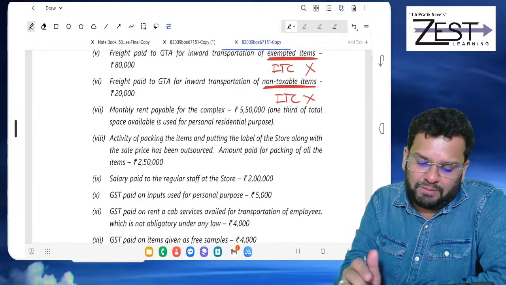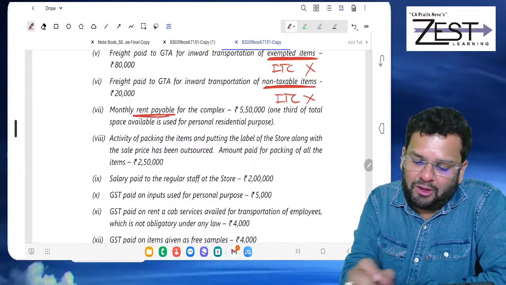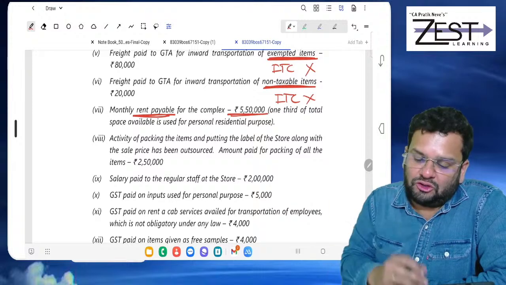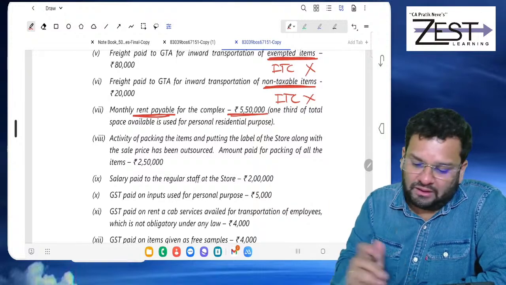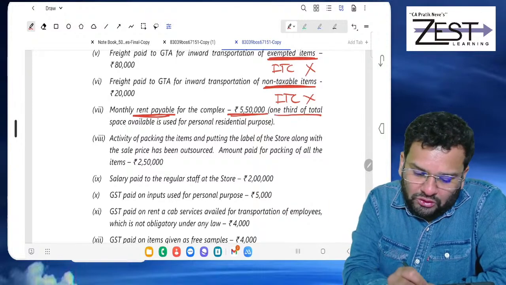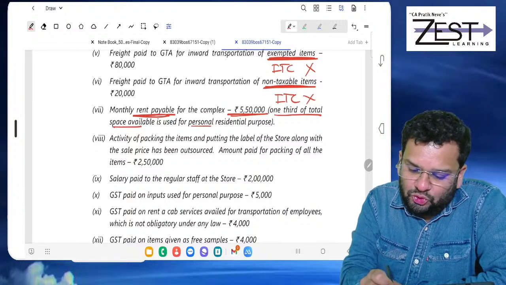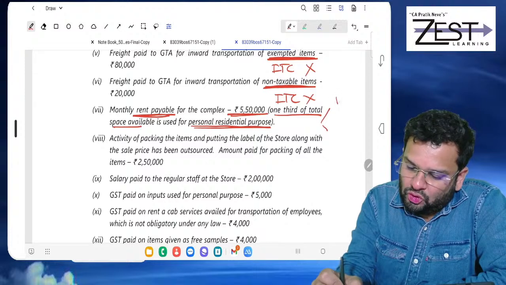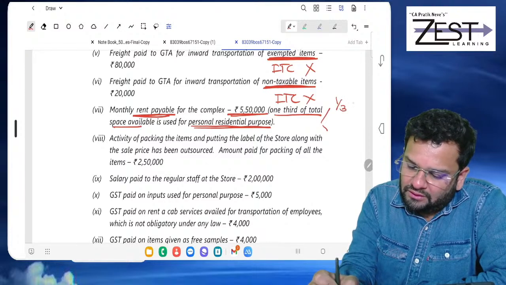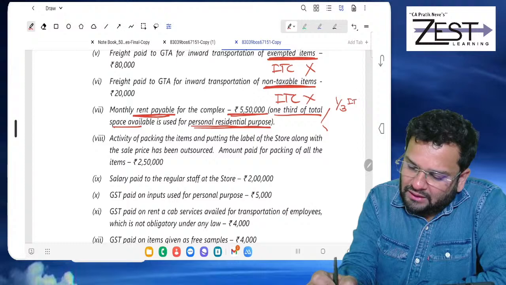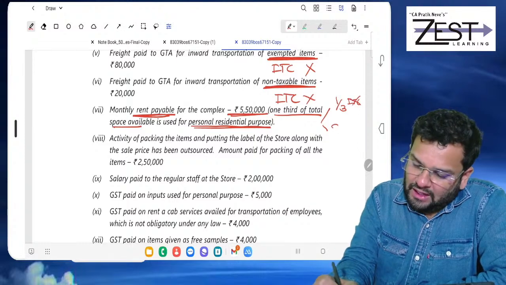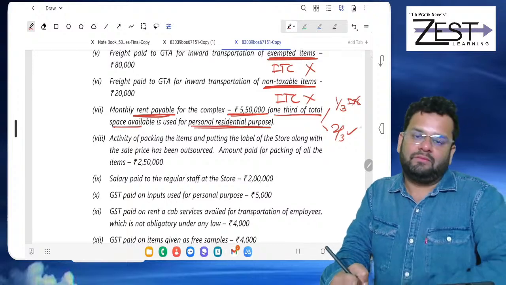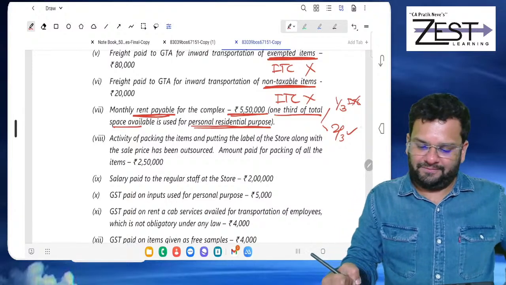Monthly rent payable. So yes, on rent payable also there shall be GST. So on 550 also there shall be GST. But 1/3 of the total space available is used for personal residential premises. So on 1/3 ITC will not be available, and on 2/3 ITC will be available. Have you got it till this point?